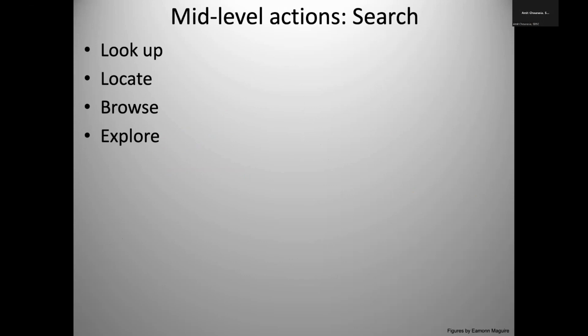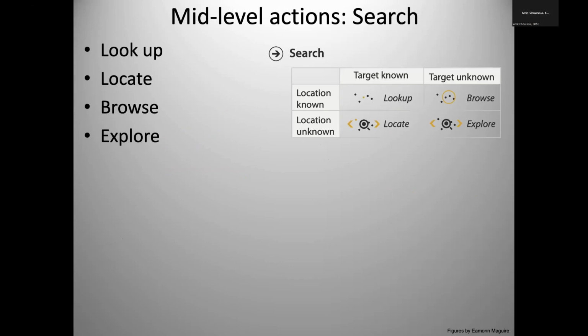Another set of actions is search. If we have a known location and a known target, then all we are doing is a lookup. When we know the location, but the target is not known, then we are performing an action called browse. But when we don't know the location, but we know the target, then we are trying to locate something. And when we don't know the location and we don't know the target, then we are trying to explore. So we can be in any of these categories, and we may be trying to do any of these actions, depending on what we are trying to accomplish.